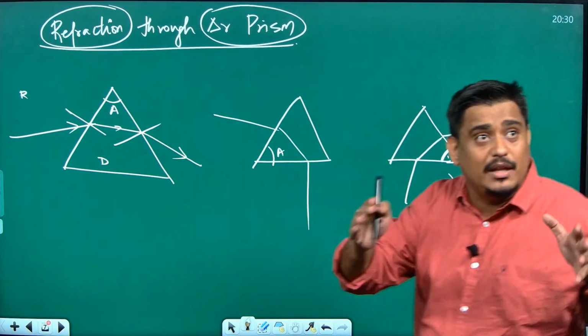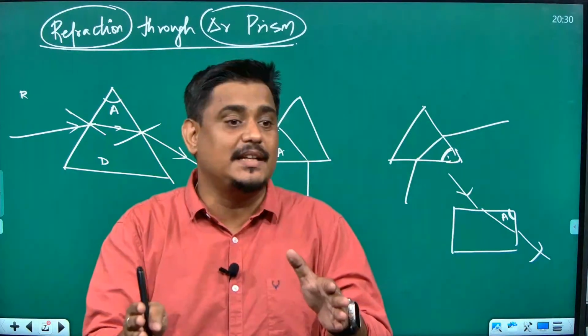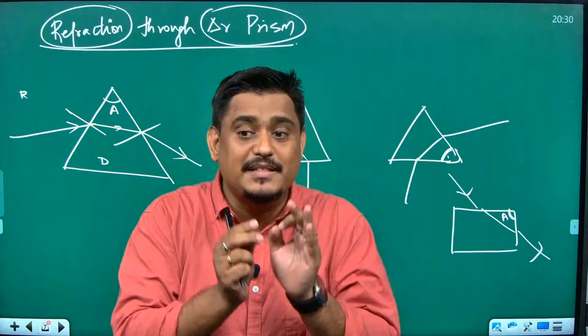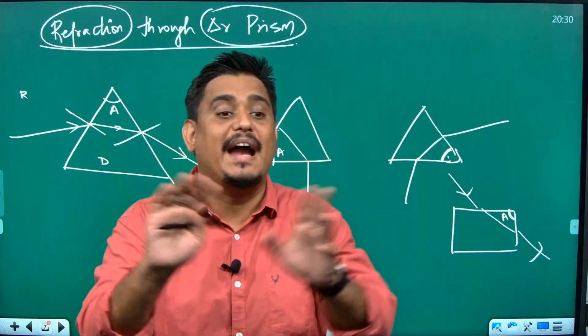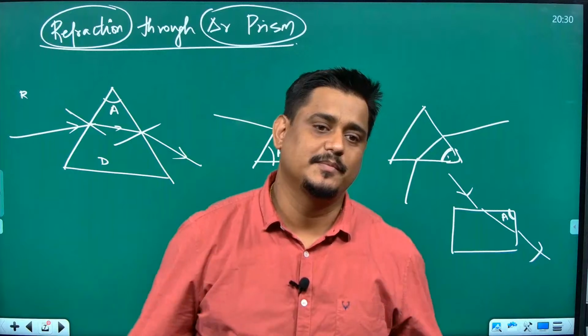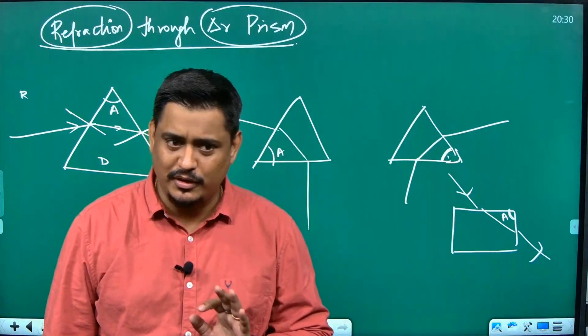Even a rectangular glass slab can be considered as a triangular prism if light is entering and exiting from adjacent faces. Is it clear to you first of all?